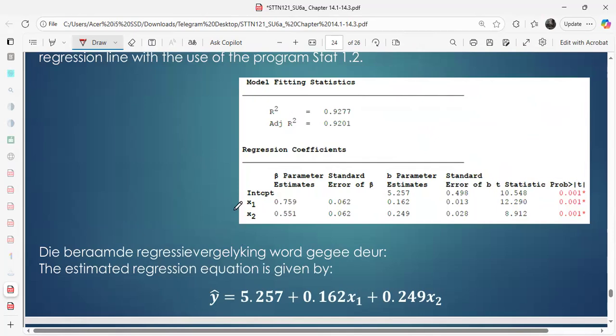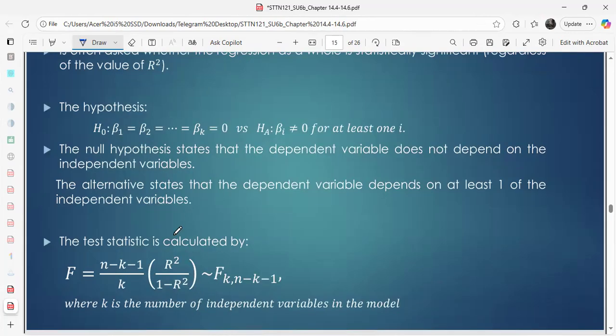Yeah, we're given intercept x1 and x2. So when you formulate the null hypothesis, you will say H0: B1 is equal to B2 is equal to Bk is equal to 0. You can also use this method. Or under the HA, you say Bi is not equal to 0 for at least one i.